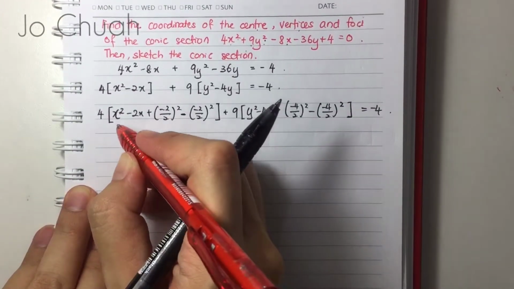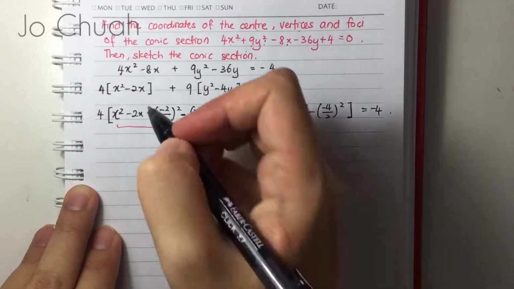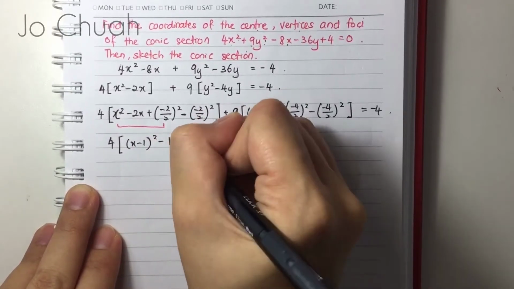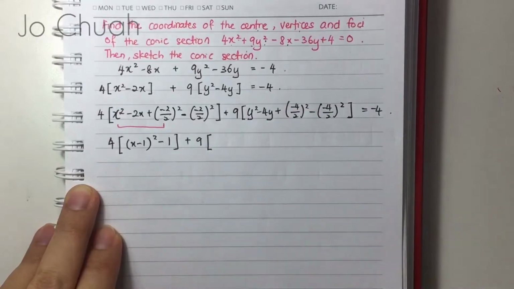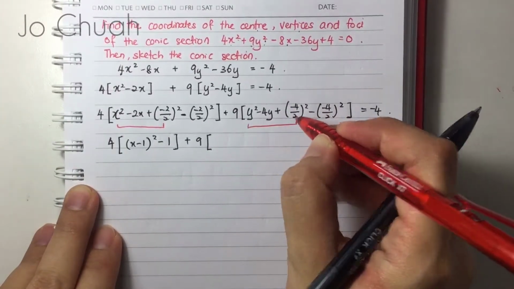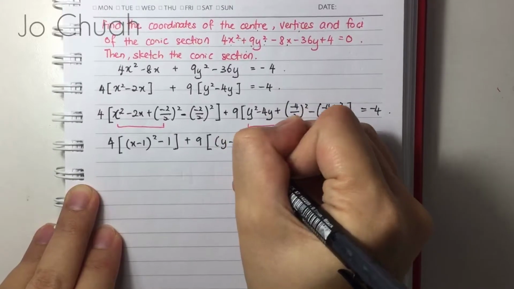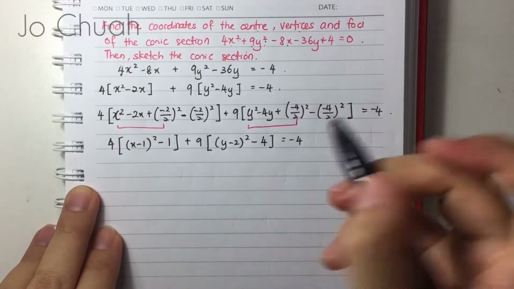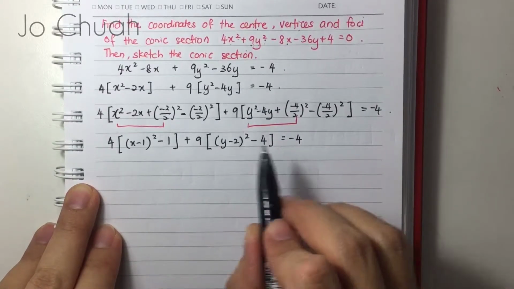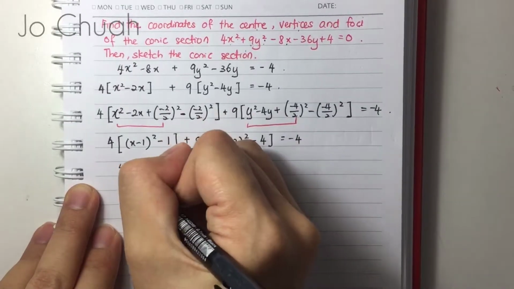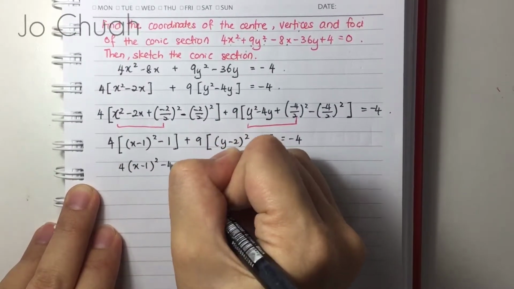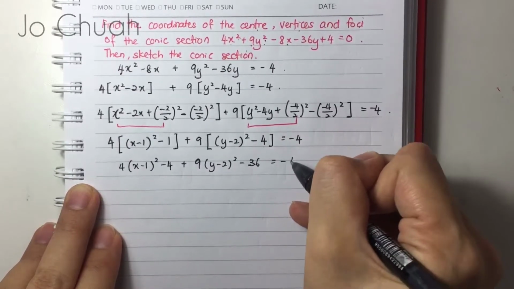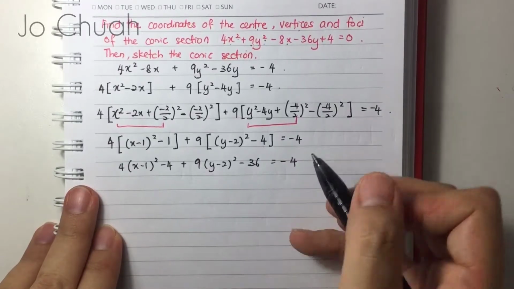So quickly take the first and the third term: 4 times (x minus 1) squared minus 1, plus 9 times (y minus 2) squared minus 4, equals negative 4. Don't just straight away move the constant to the back because you haven't expanded it yet. So you have to expand it: 4(x minus 1) squared plus 9(y minus 2) squared minus 36 equals negative 4. And then only you move it to the back.